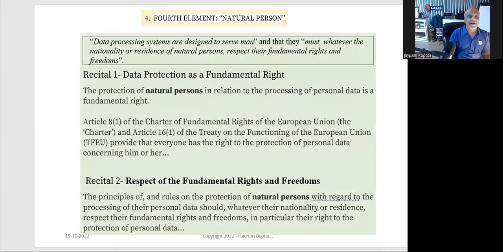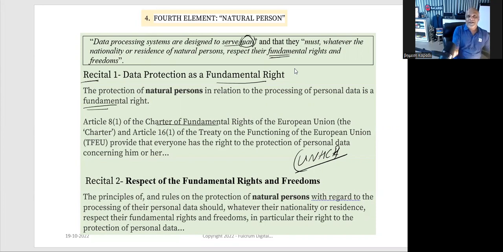And coming to the last element here, the fourth element, natural person. Data processing systems are designed to serve man. Maybe people will think it's discriminative. Okay, why not women? They must serve whatever the nationality or residency, it's a fundamental right. So they talk about this, the Charter of Fundamental Rights, European Union thing. And we talk about UNSCR also, right? Everything they talk about. So the fundamental duty of every nation is to protect the fundamental right, which is actually to protect myself, right? As a European Union guy, for example. Even here it's picking up. If you look at recital 1 of GDPR, data protection as a fundamental right: the protection of natural persons in relation to the processing of personal data is a fundamental right.